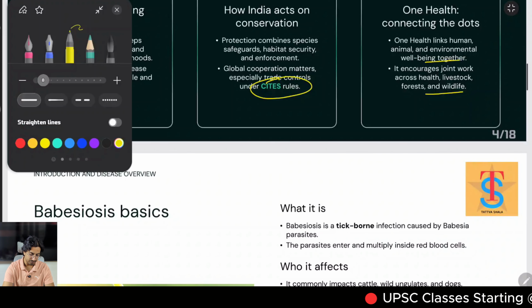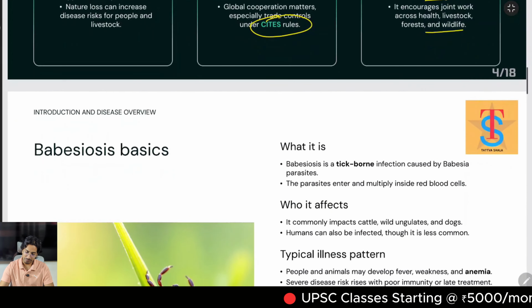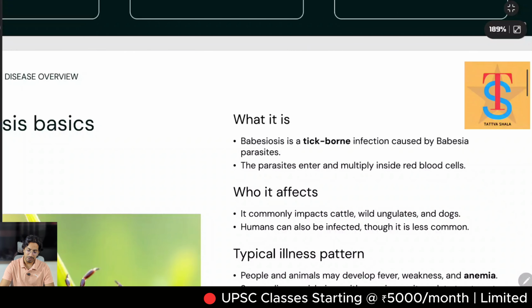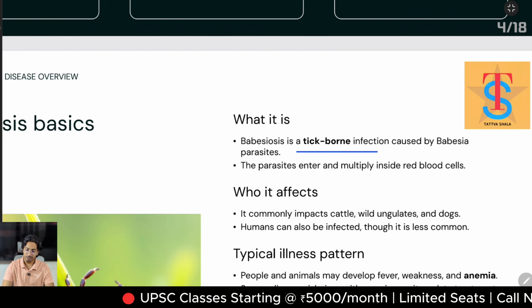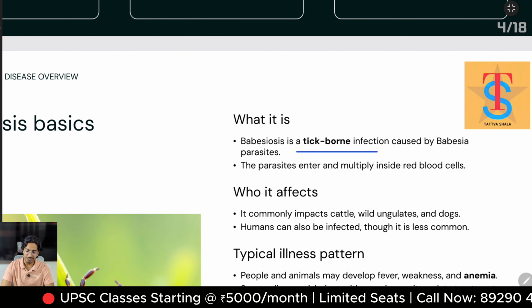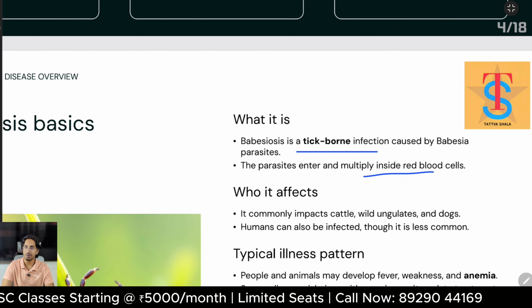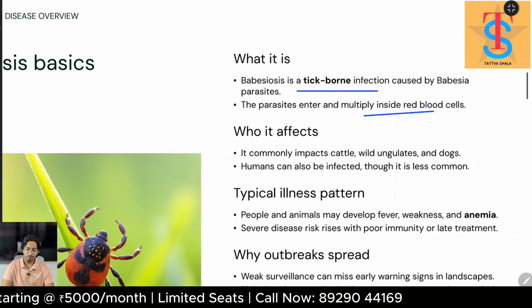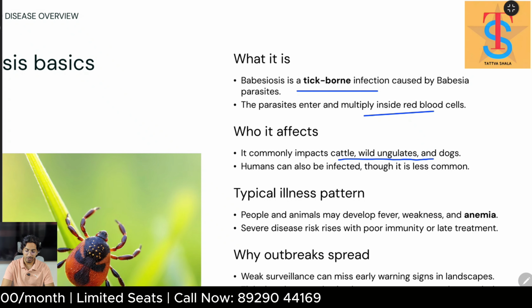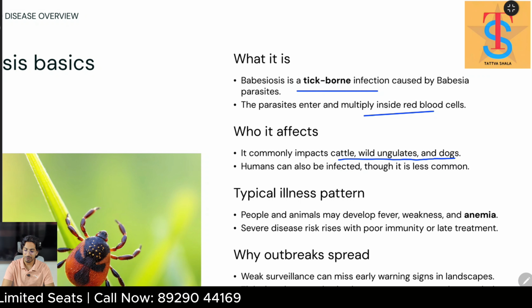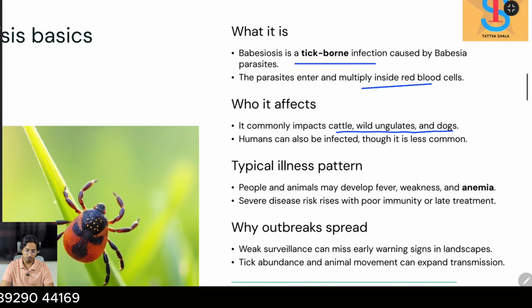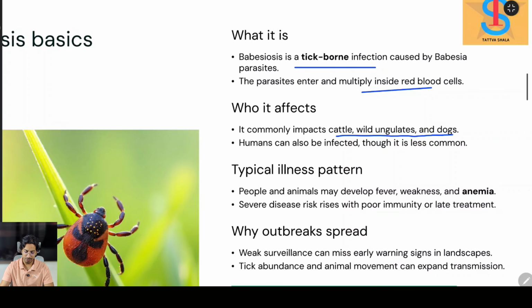Let's understand what it is. Babesia is a tick-borne infection caused by Babesia parasites. The parasite enters and multiplies inside red blood cells. It commonly impacts cattle, wildlife, ungulates, dogs. Humans can also be infected, though it is less common. Typical illness: fever, weakness, as we have already seen in the newspaper.